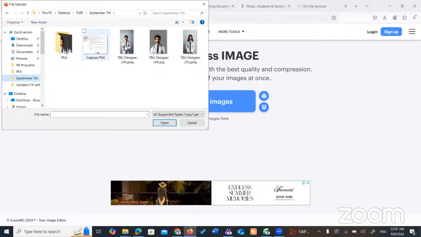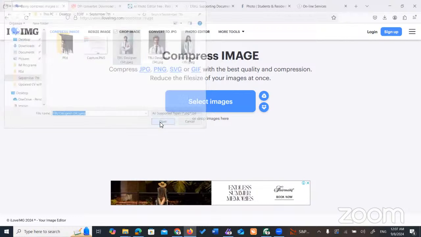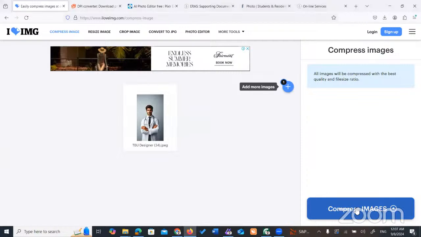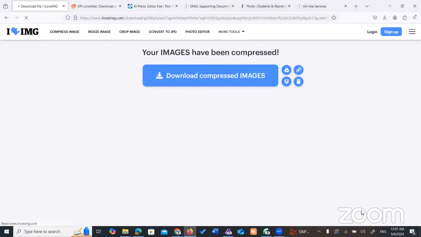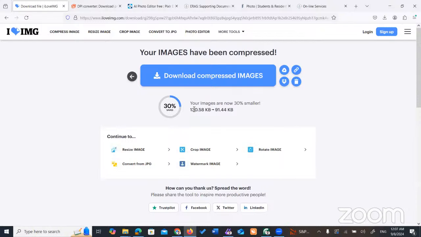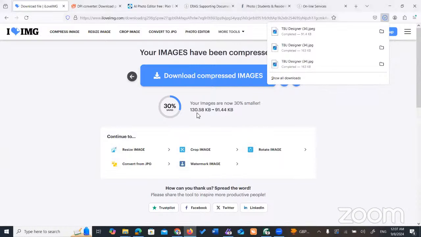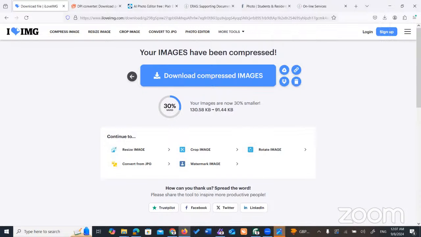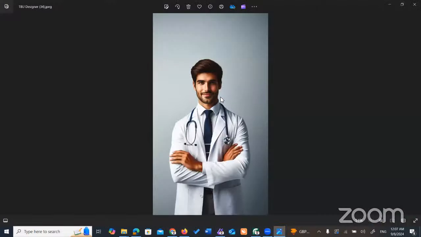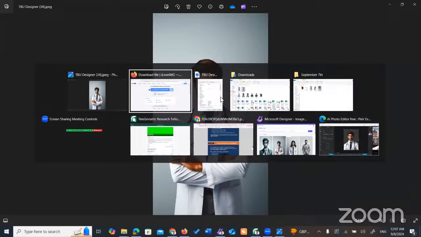Let's use the same picture that we're using. Okay, let's use this one. You have to select and you have to click on compress. So in seconds, you can see that the image is now like 30% smaller than the original size. The original size was 130 kilobytes, and now the final size after edit is like 91 kilobytes. And if you open the picture, you will not find a big difference in the resolution. Maybe just lowered down a little bit, but still you compressed the original size so that you can upload it anywhere that you want to upload.